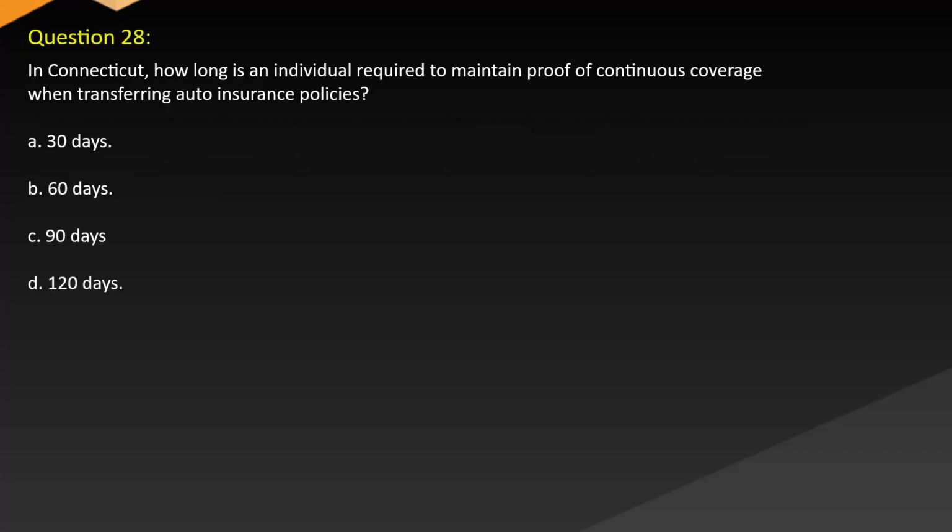insurance. Question 28. In Connecticut, how long is an individual required to maintain proof of continuous coverage when transferring auto insurance policies? A. 30 days. B. 60 days. C. 90 days. D. 120 days.